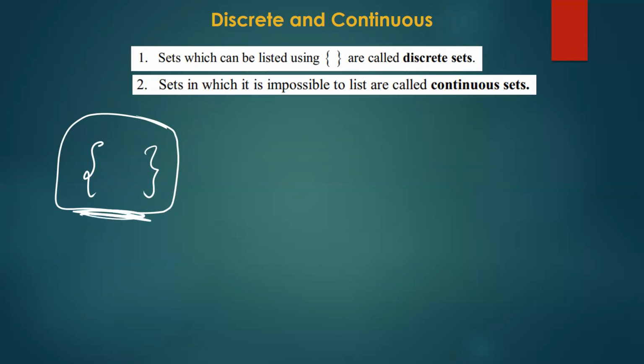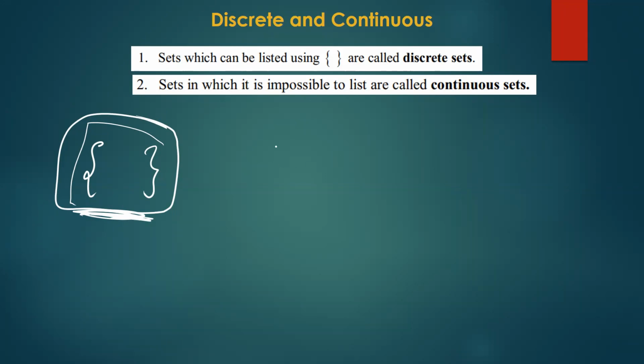written using these kinds of brackets. These are just brackets. So a discrete set can be listed, and a continuous set can't be listed, in short.